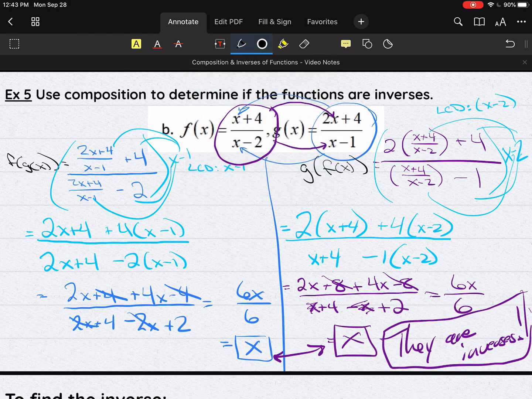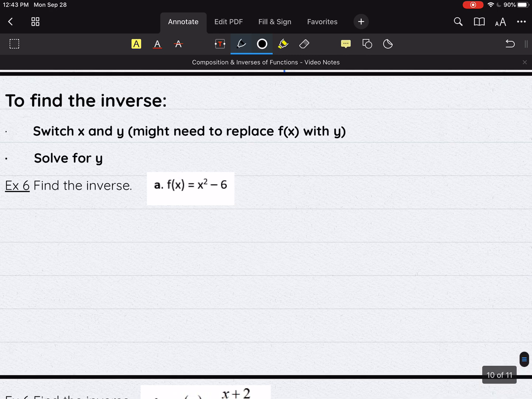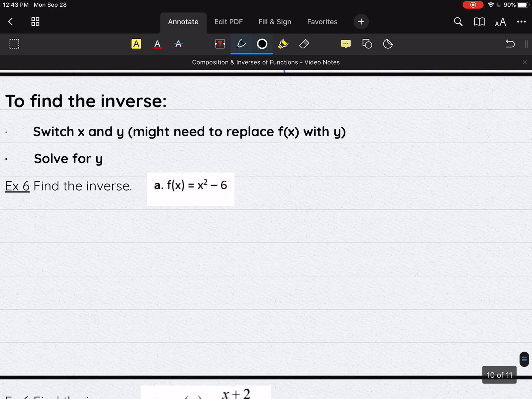All right, the last little bit of this video, we are going to actually find the inverse given a function. So the way we do this, step 1, switch x and y. Now, if it's not set up as y equals already, we're going to replace f of x or g of x, whatever it is, with y equals. Then once I switch, I just resolve for y.